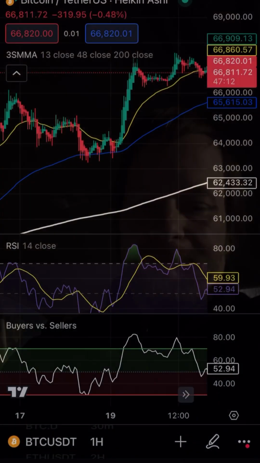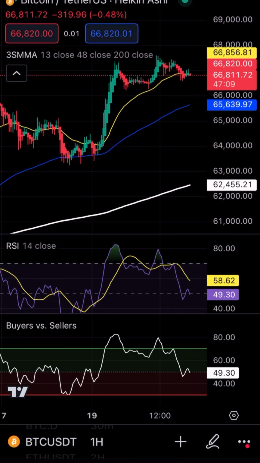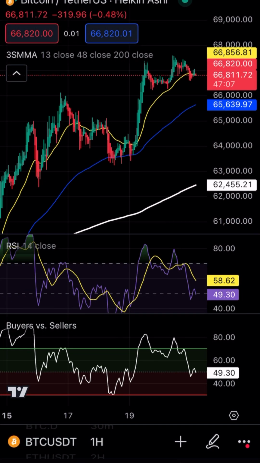Today we're going to be using this formula, and we're going to be using this strategy for crypto, but I'm probably going to be going over this with other assets as well. So let me show you how to set everything up. Okay, so first you need to set up your moving averages here.